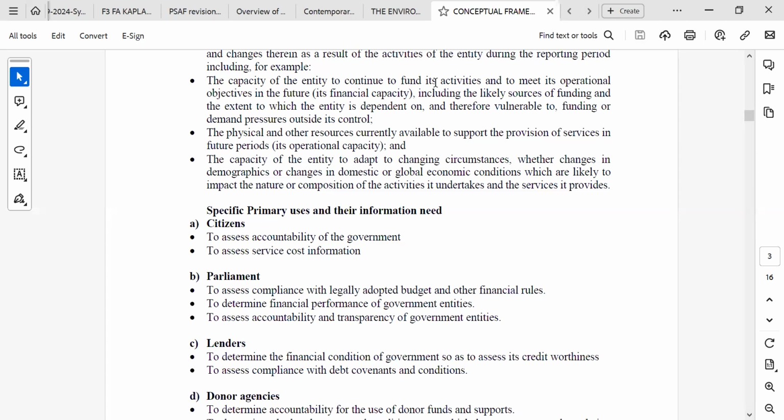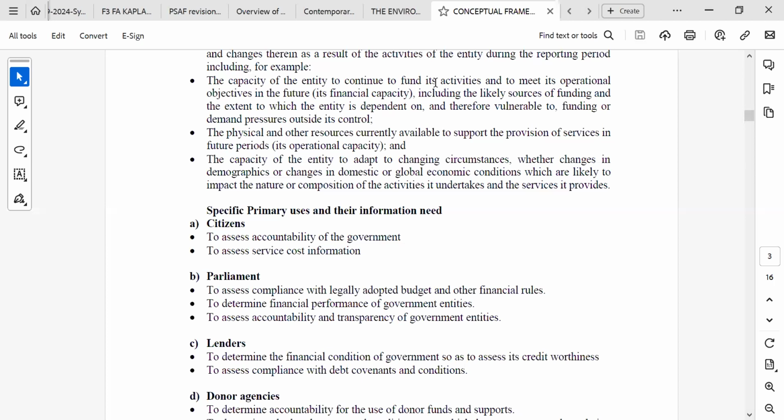So let's come to Parliament. Parliament is also one of the primary users of the general purpose financial reports. What would the Parliament be doing with the financial reports? The first one is to assess compliance with the legally adopted budget and other financial rules. So they will take the budget from the Minister of Finance and ask them questions. Why did you say you are going to spend 10,000 Ghana cedis, and you end up spending 20,000 Ghana cedis? What were the rules stated in the budget?